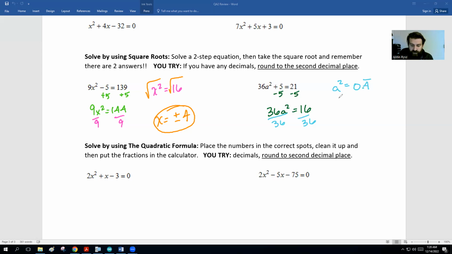And then we're going to take the square root of that. If we take the square root of 0.4 repeating, we get a equals plus or minus, we get 0.6 repeating, or 0.67 if we're going to round to the second decimal.